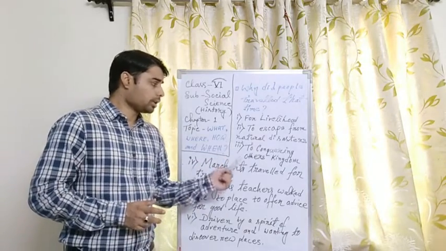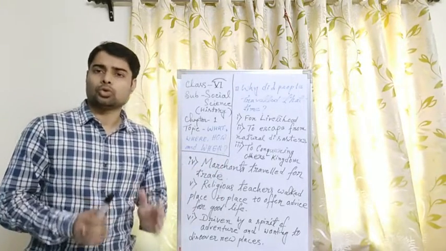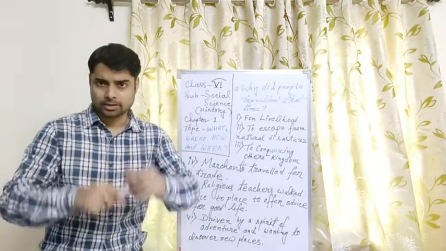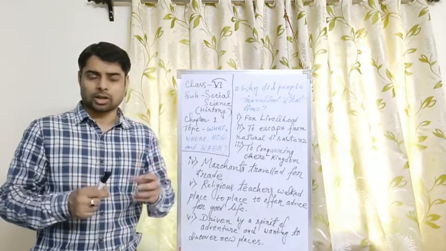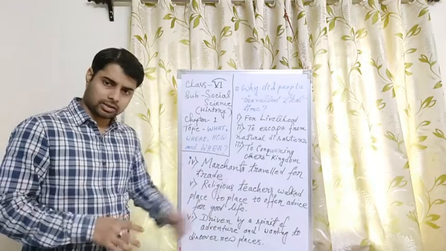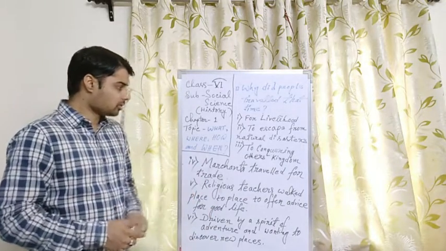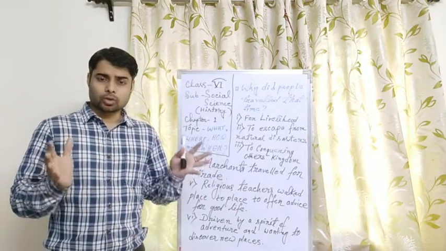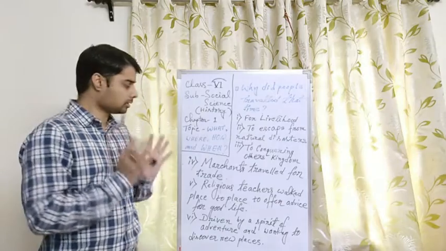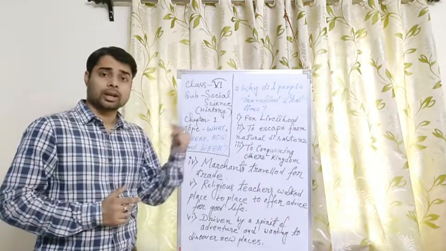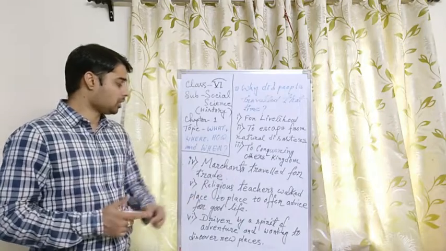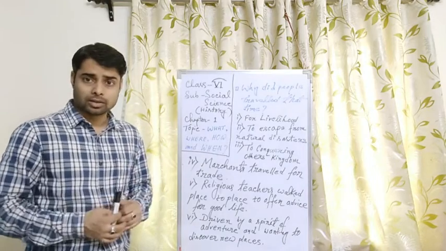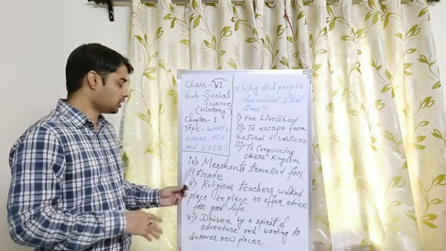Number 3, conquering other kingdoms. At that time, some kings also migrated from one place to another with their huge armies to attack other kings' territory and capture it to spread their kingdom. Number 4, merchants traveled for trade. They collected goods and wanted to sell them in another place, so they traveled to sell their goods and earn money or other goods in exchange.